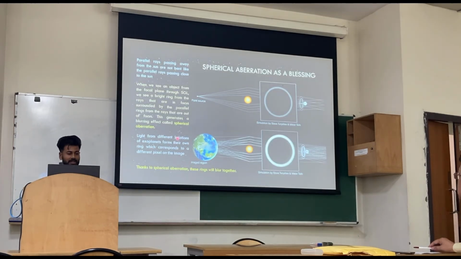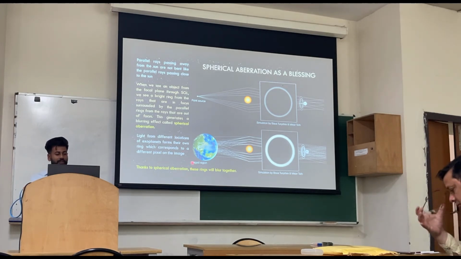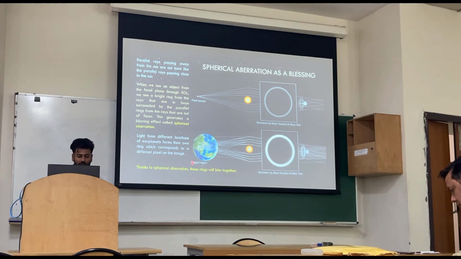So the parallel rays passing away from the sun are not meant the parallel rays passing close to the sun. When we see an optical object from the focal plane through SGL, we see a bright ray from the rays that are in the focus, surrounded by the parallel rays from the rays that are out of focus, that generate a blurring effect called spherical aberration. Light from different locations of the exoplanet forms its own ring, which corresponds to a different pixel of the image.